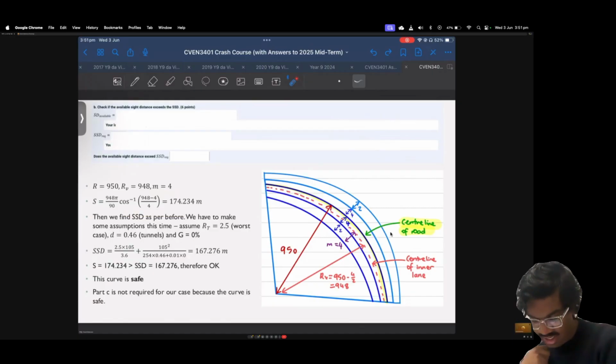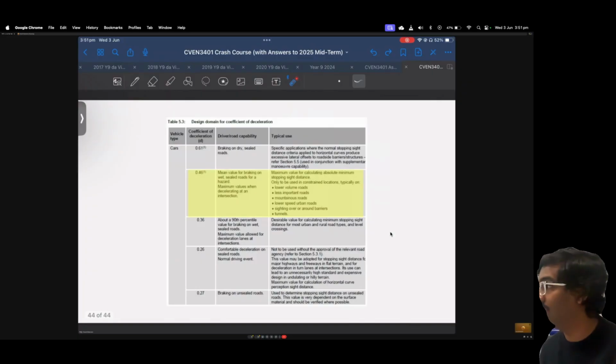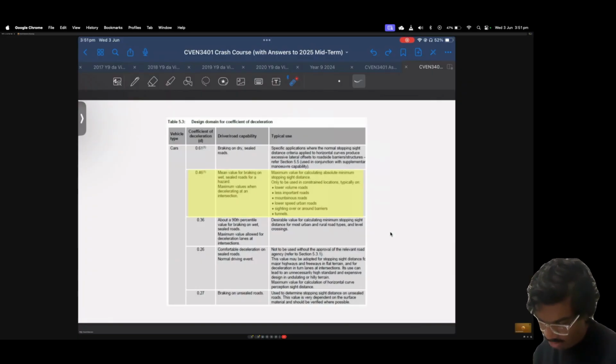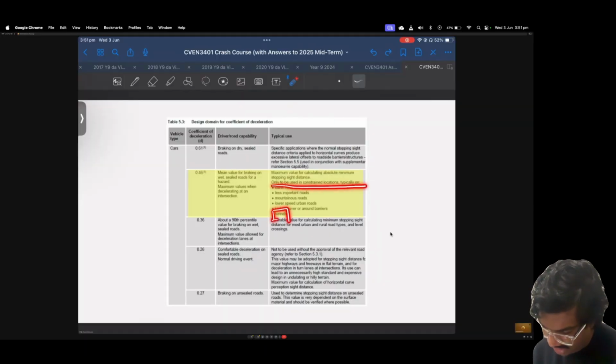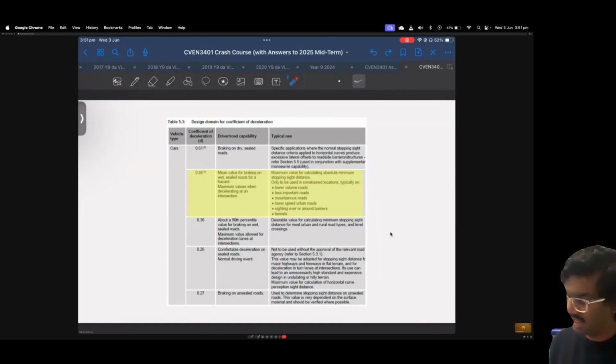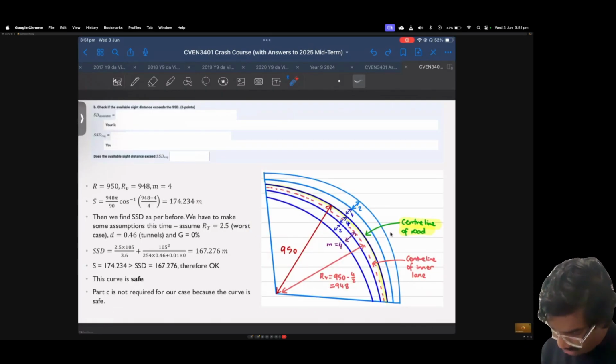Then we find SSD as per before. We have to make some assumptions this time. So we're going to assume RT is 2.5. I was talking about reaction time before. This time we don't take D to be 0.36, all right? I took it to be 0.36 when I did the assignment. It's actually 0.46, okay? Because what the table says is you use 0.46 in constrained locations. And look, one of the constrained locations is a tunnel. So we use it in this case because it's constrained, okay? And the grade is 0%. All right, so you end up with a stopping sight distance of 167.276 meters.